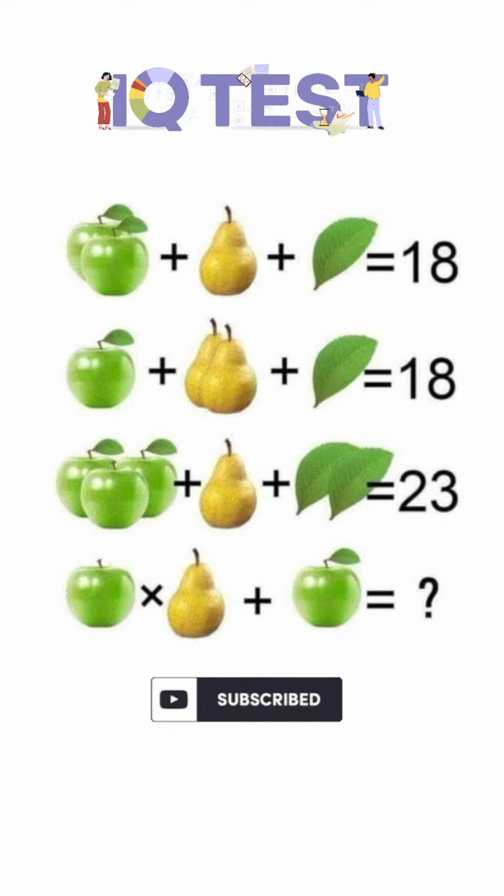So over here we have 2 apples plus a pear is equal to 18. Then we have 1 apple plus 2 pears plus 1 leaf is equal to 18 again. Then we have 3 apples plus 1 pear plus 2 leaves is equal to 23. So we have to find apple multiplied by pear plus apple. Okay. So who is going to give us the answer to this one?